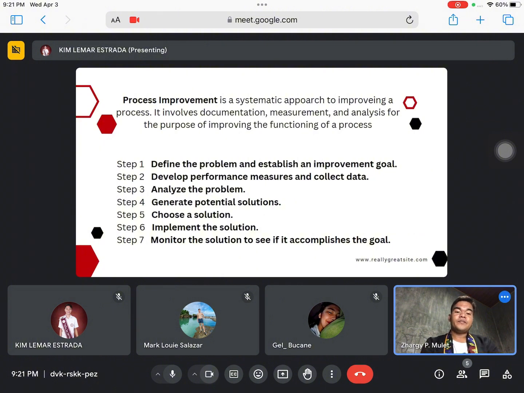So these are the 7 steps. First is define the problem and establish an important goal. Next is develop performance measures and collect data. The third is analyze the problem. Fourth is generate potential solutions. Fifth is choose a solution. Sixth is implement the solution. Seventh is monitor the solution to see if it accomplishes the goal.